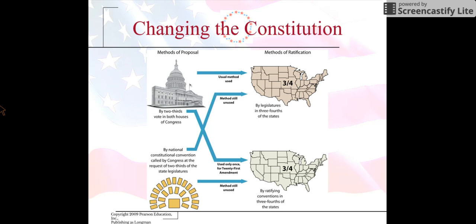Okay, so two things to remember here. They both go together. You have to propose and ratify an amendment. That's the entire process right there. You have to go through both steps for an amendment to be added to the Constitution. Those are the big keys to remember here. If you remember any of them, remember those top two. That's the method that's usually used, but any of them would work.